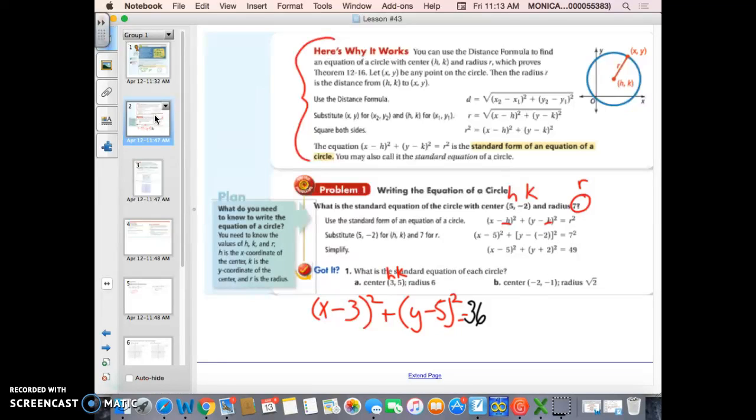Okay, and this is r. So once again, I'm going to start with my generic formula. Now this is negative, so it's going to be positive in my formula. Again, this is negative, so it's going to be positive in my formula.